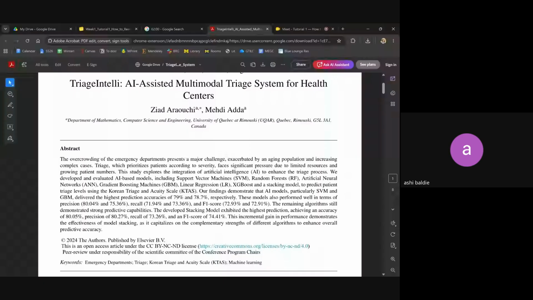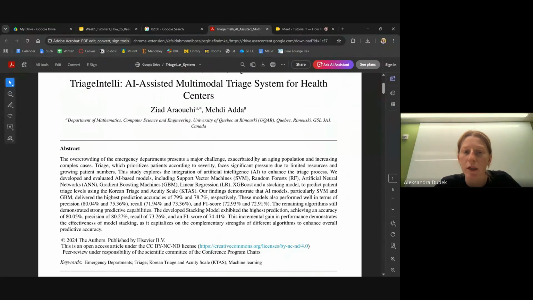The SVM and the GBM perform best individually, but the stacking model achieved the highest overall accuracy for precision, recall, and the F1 score. Yeah, so conclusion-wise, we see that they report a variety of prediction accuracies across some of their models, and then they also implemented some sort of a stacking model, which is the most accurate with these respective values of accuracy, precision, etc.